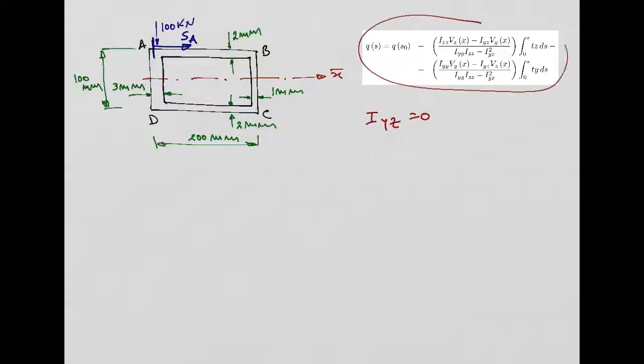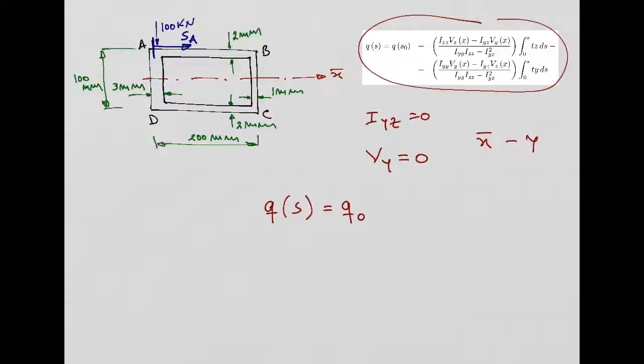There's one thing in this equation. The axes are y and z. So basically, y corresponds to our x bar, right? In our example, we don't have any force Vy, which means a force in the horizontal direction. We don't have any external force. The only external force we have is that 100 kilonewtons, a vertical one. So this is also equal to 0. So the expression for the shear flow becomes simpler, which we can write here.